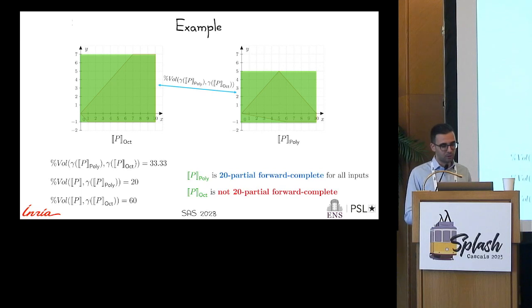So we can conclude that the analysis of Interproc over polyhedra satisfies our property, which is the 20% partial forward completeness for all inputs in this case. But the octagons analysis does not satisfy this property because it has more inaccuracy in this case.